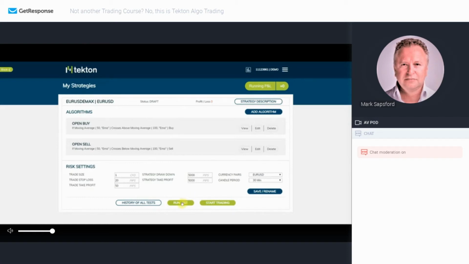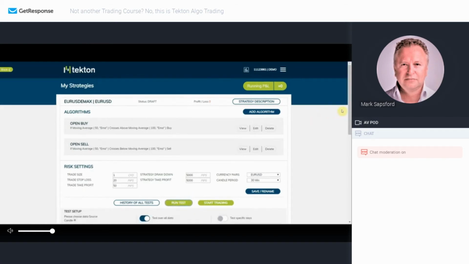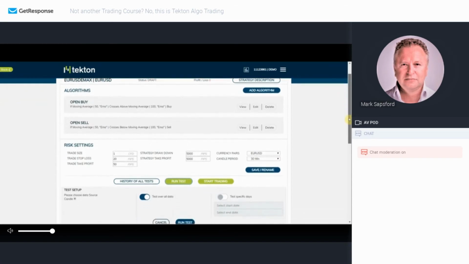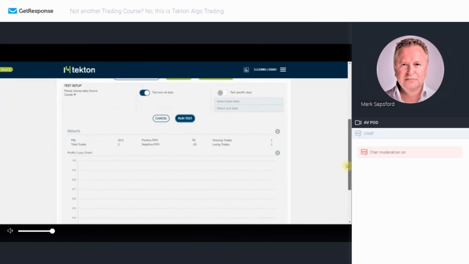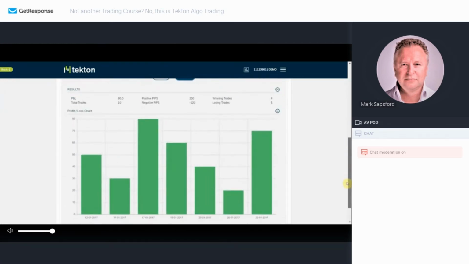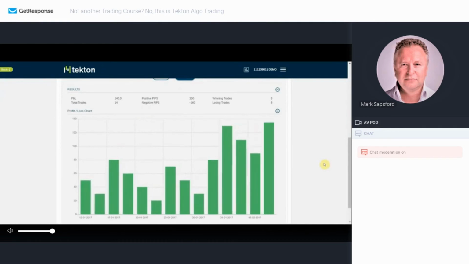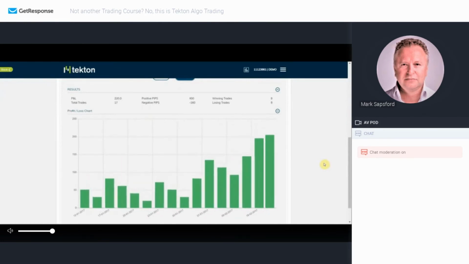I click the Run Test button, and I then decide which data I want to test over. I want to test over all data. I don't want to test over specific periods. And what I do is I simply click the Run Test button. Once I've done that, I can scroll down and I can see the data of the test result coming through in real time as those trades were taken.